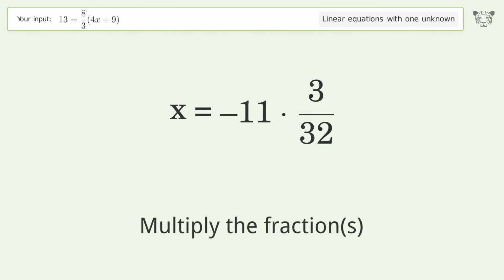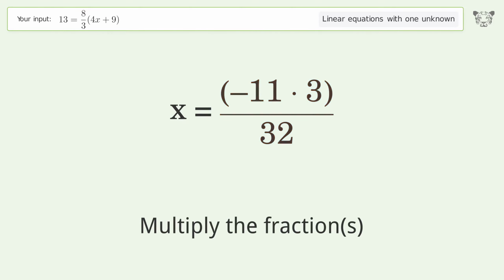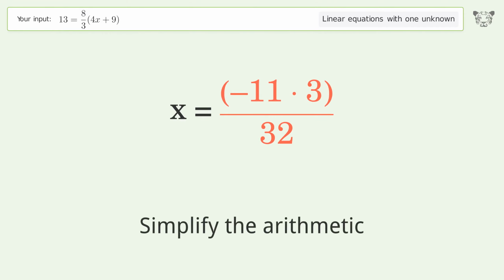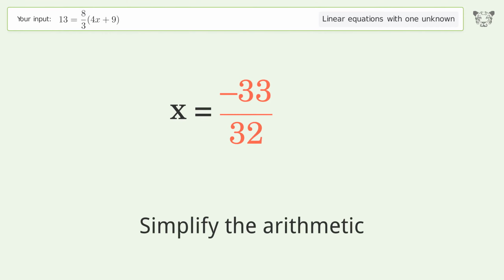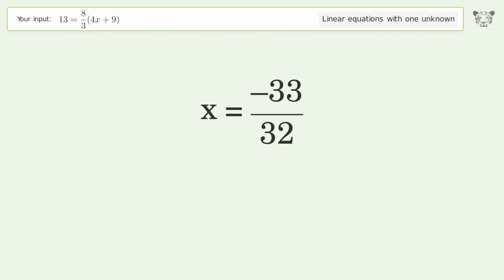Multiply the fractions. Simplify the arithmetic. And so the final result is x equals -33/32.